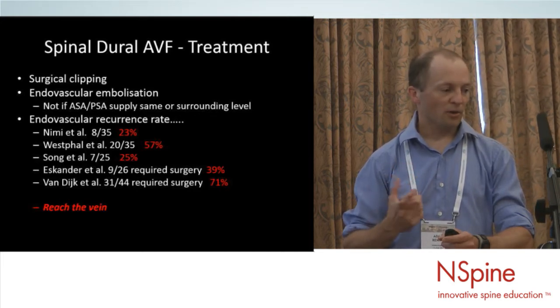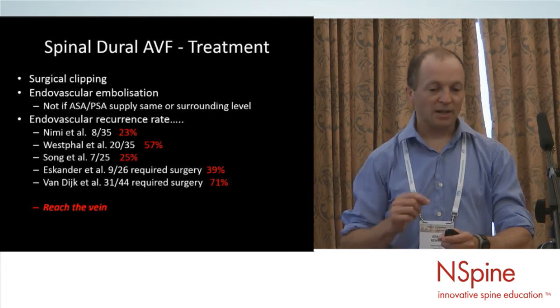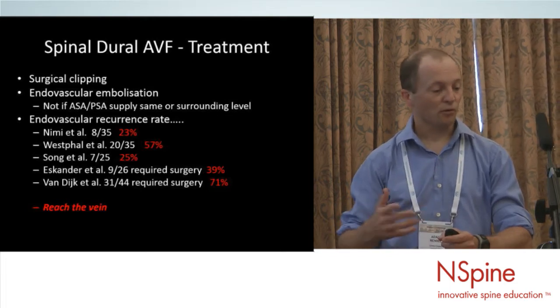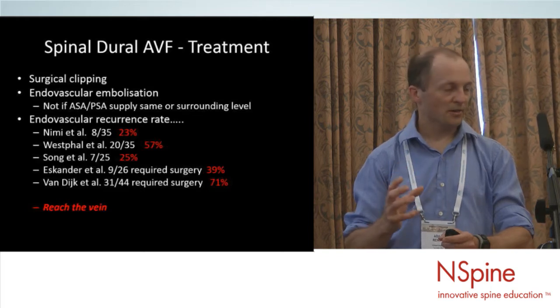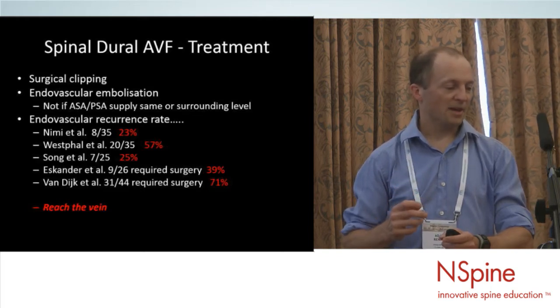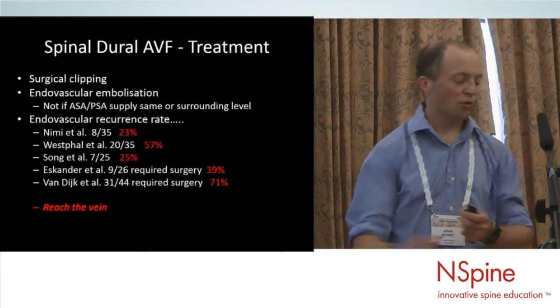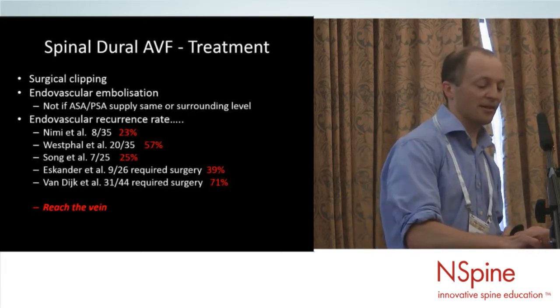The other problem about the Onyx is you build up a lot of pressure in it, and it can head in lots of different directions over the course of about a 20-minute injection, some of which you can see and some of which you can't see, and that gives you a bit of danger in the cord where there might be more vascular supplies to the cord.